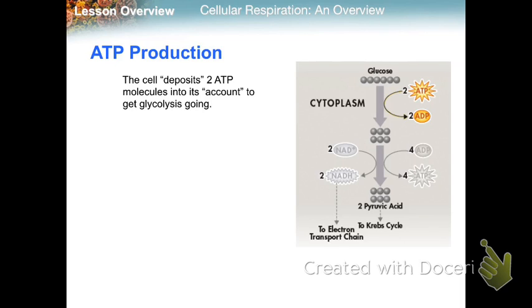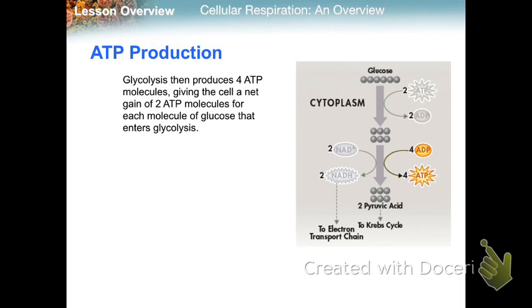So the cell deposits 2 ATP molecules to get glycolysis going. We need a little bit of input to get this process going, and then we get an output of ATP, 4 ATP specifically. So the net gain of 2 ATP molecules is what we get out of glycolysis.